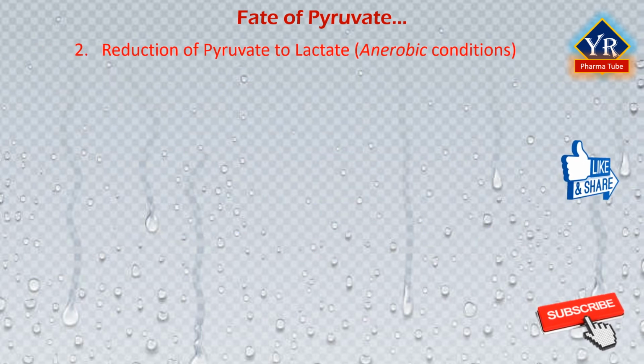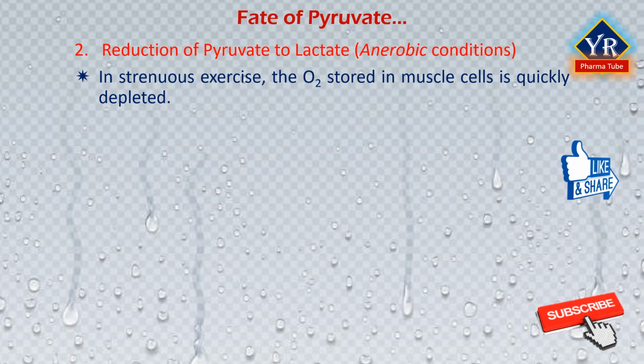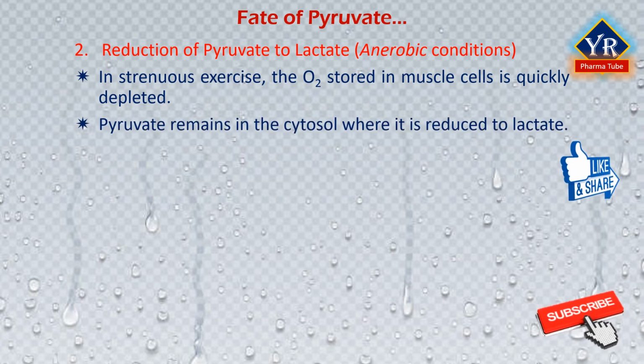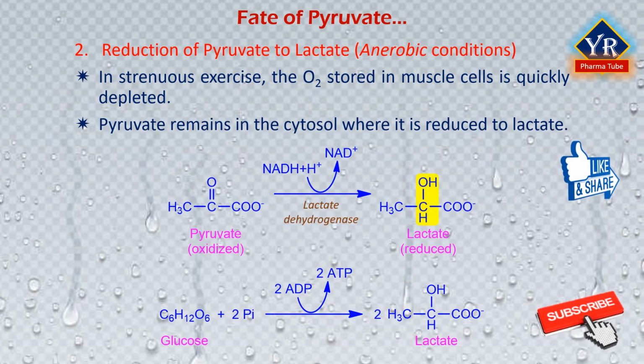Reduction of pyruvate to lactate. When we engage in strenuous exercise, the oxygen stored in our muscle cells is quickly depleted. Under anaerobic conditions, pyruvate remains in the cytosol where it is reduced to lactate. The product NAD+ is used to oxidize glyceraldehyde 3-phosphate in the glycolysis pathway, which produces a small but needed amount of ATP. The accumulation of lactate and the corresponding drop in pH causes the muscles to tire and become sore.